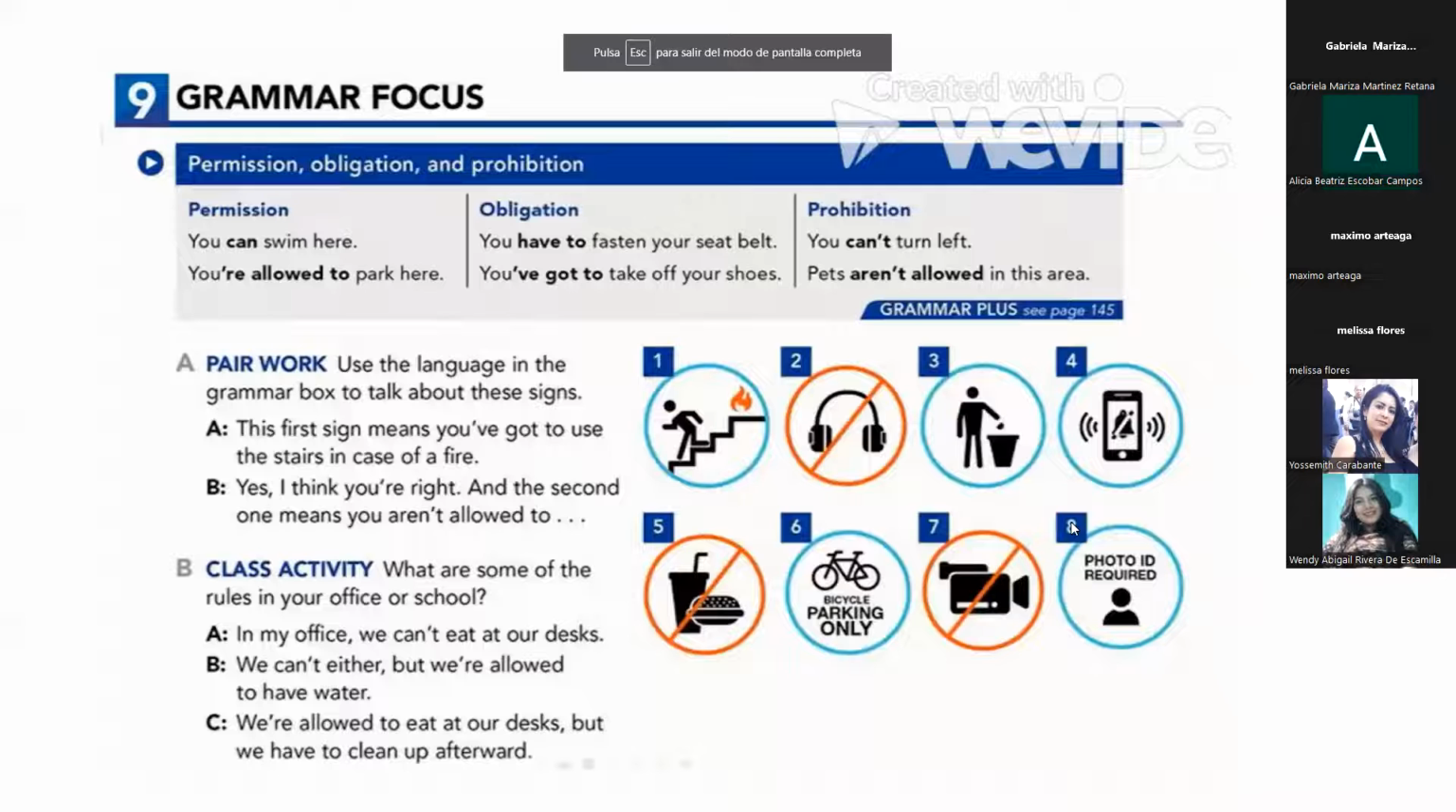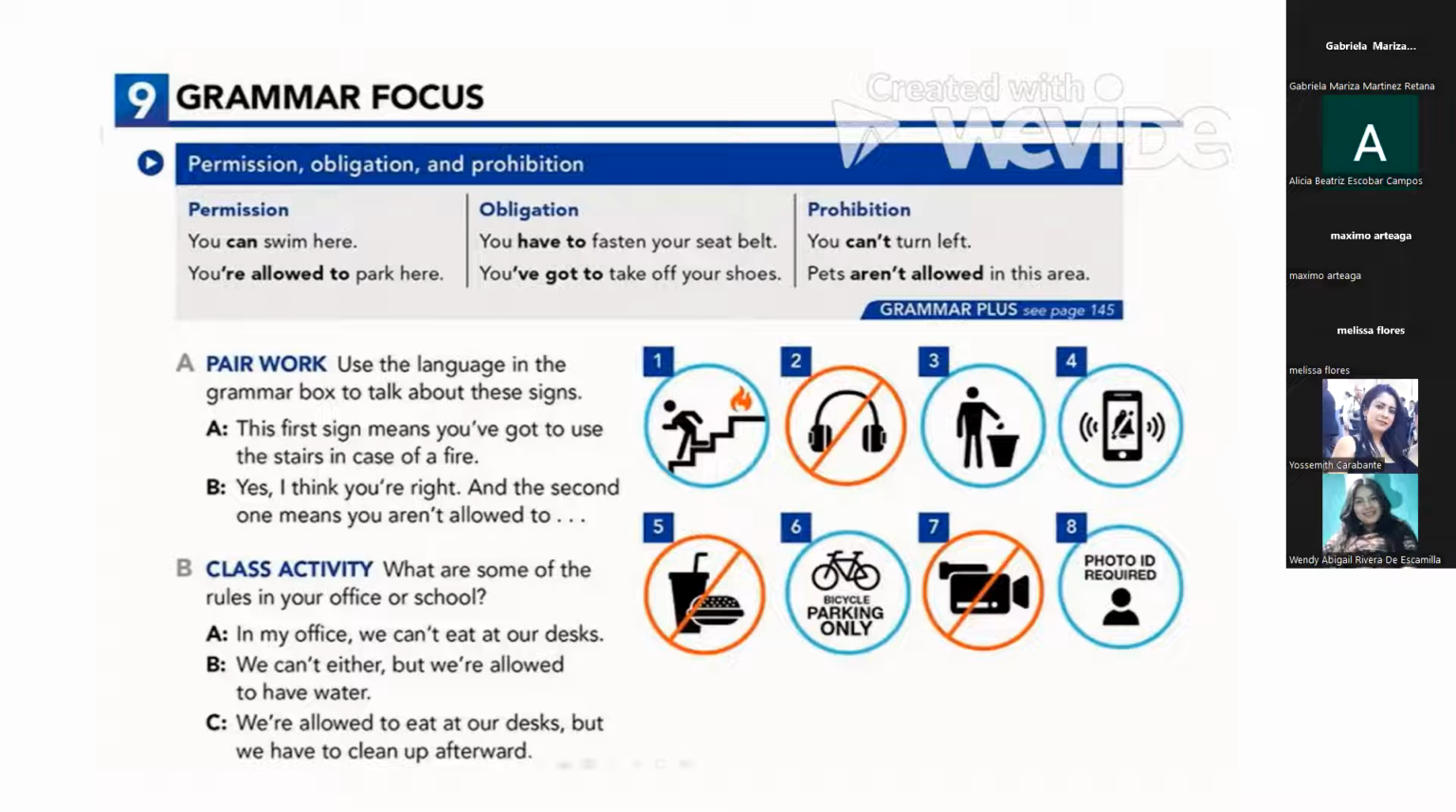So it says permission, obligation, and prohibition. We have permission, right? Permiso. We can use can for permission. Podemos usar el modal verb can or allowed to. Permitir, ¿verdad? Allowed, permitir. You can swim here. So they give you permission, right? To swim in a pool. You are allowed to park here. Se le permite parquearse aquí. You are allowed to, right? Allow, remember that is permitir.